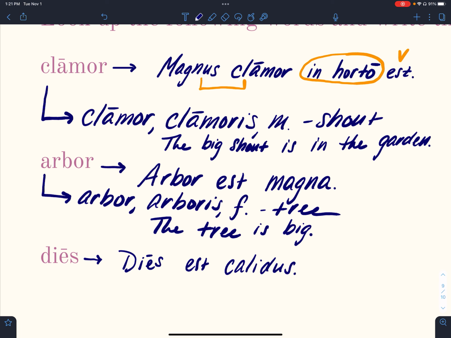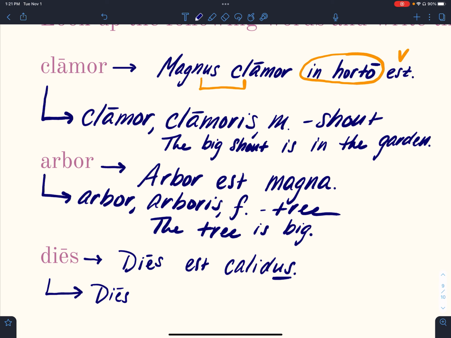Okay, and you've actually seen this word on the top of every paper I've ever given you, dies, right? You mean the date, but it usually means day. Okay, so based on the rules of logic that we've just learned, what gender is dies? Male. Now try to get out of the habit of saying male or female. Say masculine or feminine. It's a little tricky, but okay. It would be masculine because of the calidus, right? Yes, because of calidus.